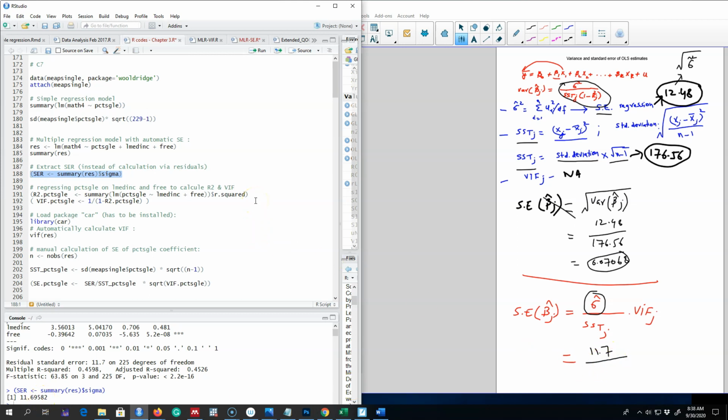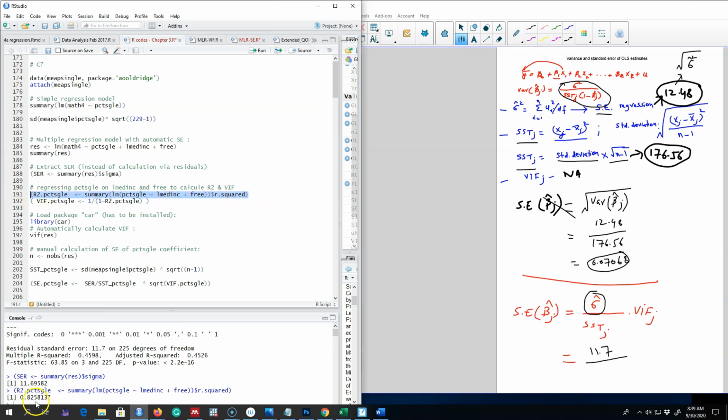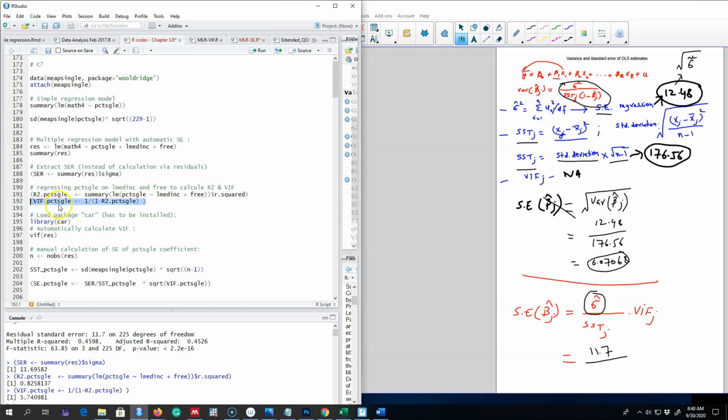The next thing I'm going to do is calculate R squared by regressing our variable of interest, single parents, on the other two variables, that is the median income and whether somebody is eligible for this program. I'm going to pass the summary command to get the summary of it, and then I'm extracting R squared of this regression and saving it as R squared of single households. So this is 0.82, and from this I'm going to use this formula to calculate the variance inflation factor. As I showed you earlier, it is 1 over 1 minus R squared. I'm going to save this variance inflation factor as VIF single percent.